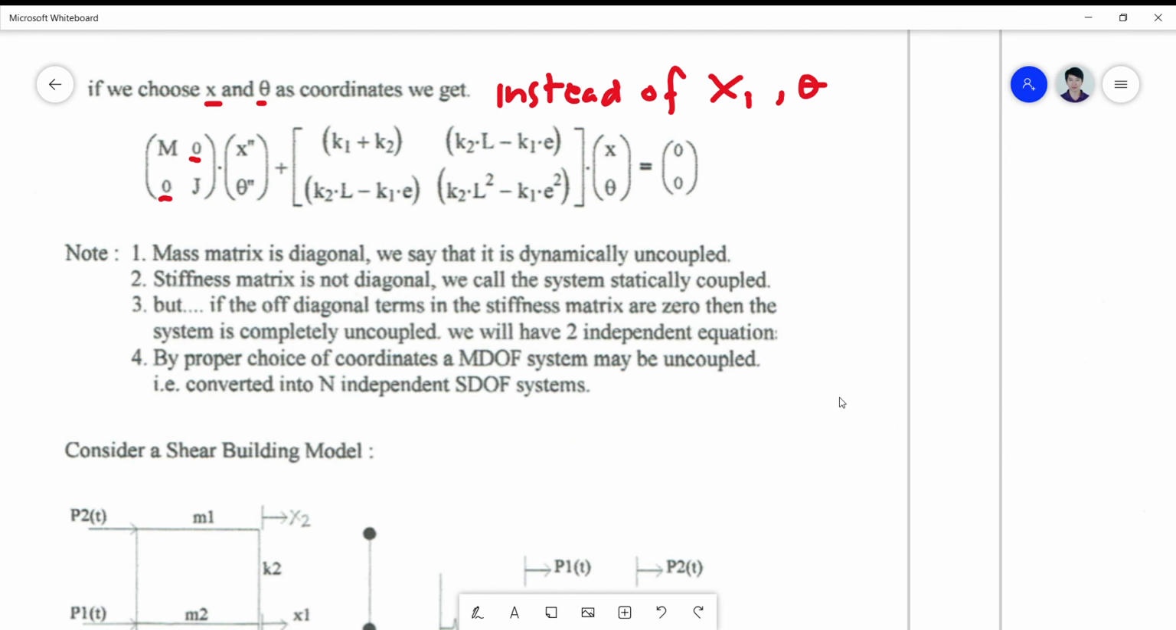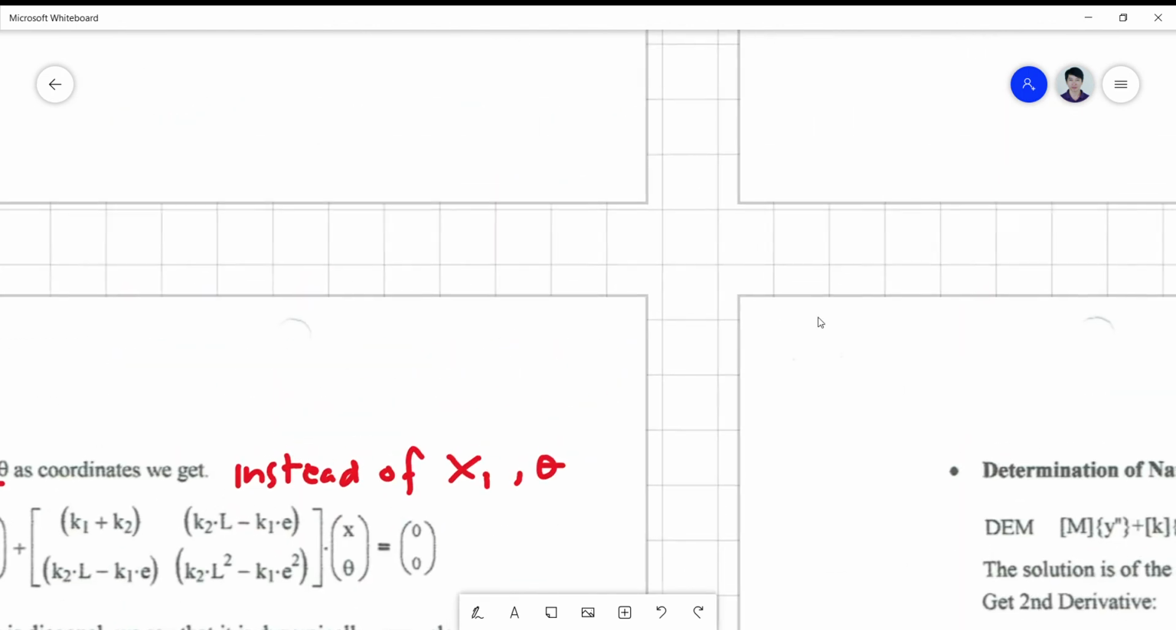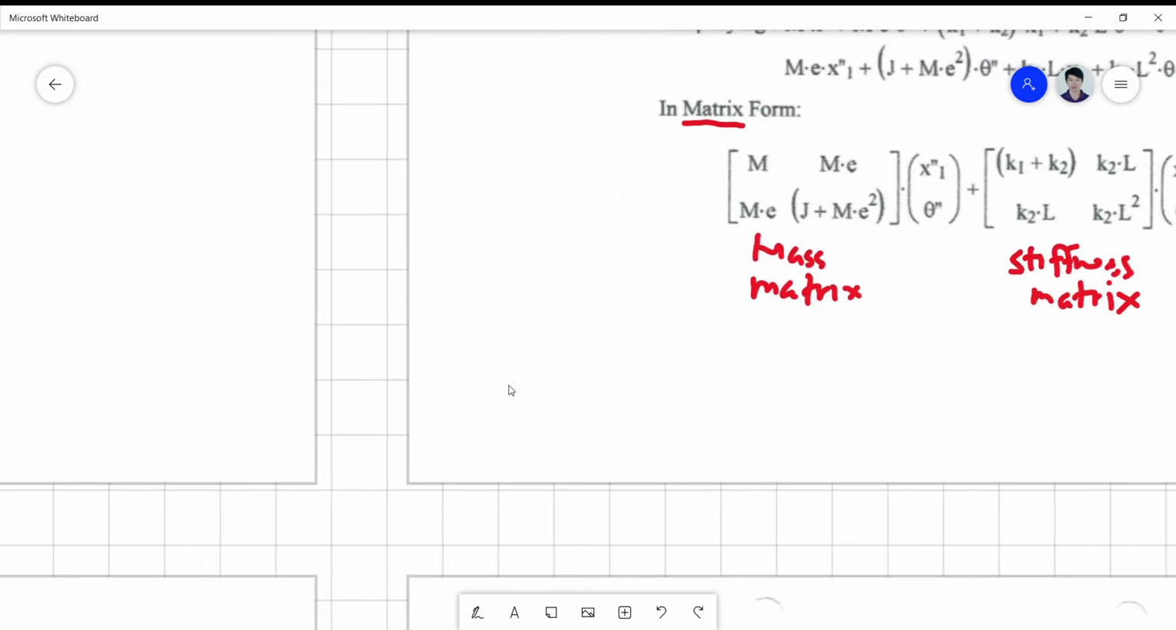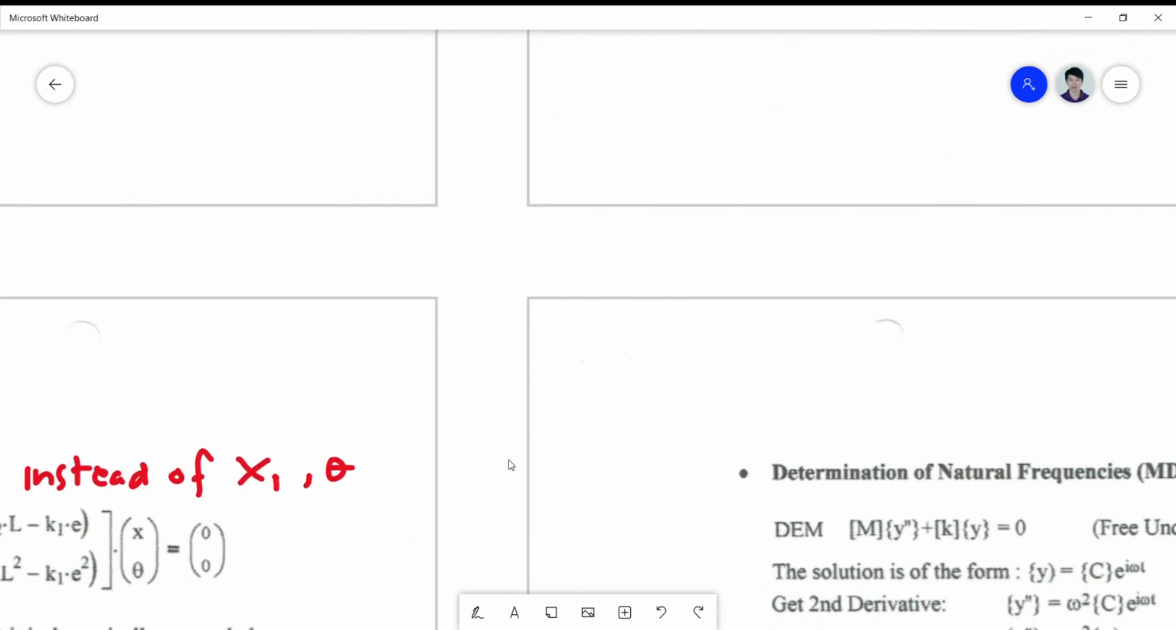Okay, so it might be lengthy because you have n independent systems, but the method of solving the equations will now be simpler than an coupled matrix as defined by this equation, okay, and this equation.